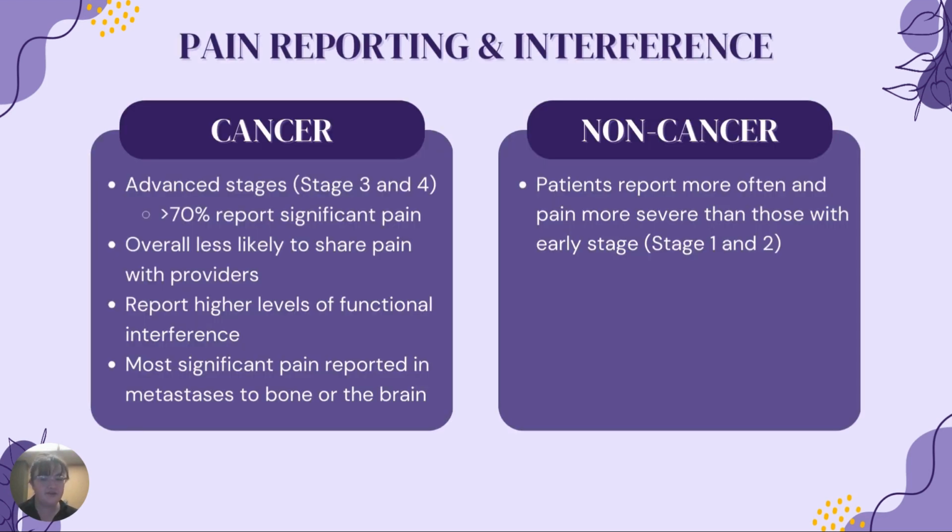For the remainder of the presentation, I want to talk a little bit about some similarities and differences between pain that is directly related to cancer versus pain that is not related to cancer. The biggest difference is going to be in reporting and interference. When I talk about interference, what I mean is the relationship between pain severity and functional ability.